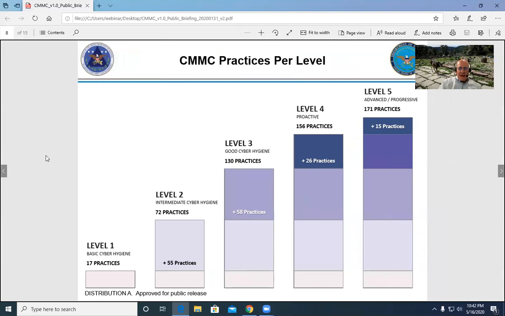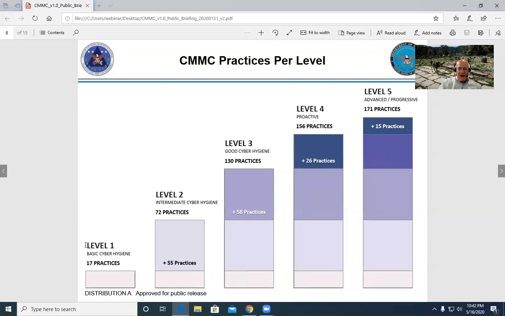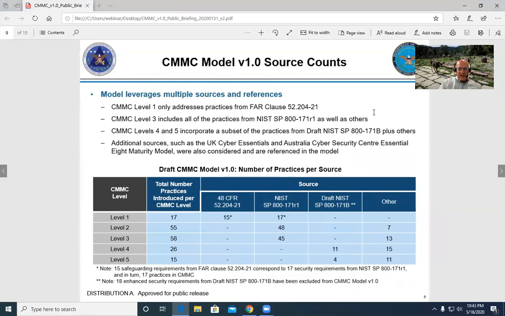In the CMMC model, level 1 has 17 practices. Level 2 has 55 practices. Level 3 has an additional 58 practices. Level 4 has an additional 26, and level 5 has an additional 15. So you can see by the time you're up to level 5, which again, very few people are going to need, you have 171 practices that you need.